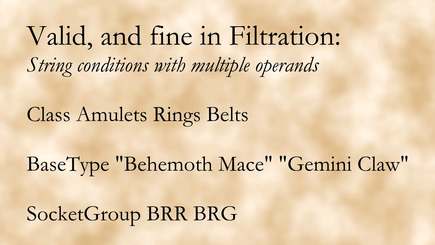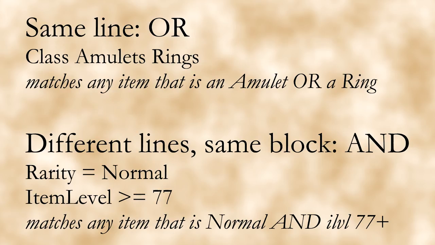This is most useful for class and base type. If you just want jewelry, you can write class, amulets, rings, belts on the same line in a single block, instead of creating separate blocks for each, and Filtration handles this just fine. Note that conditions with multiple operands on the same line are treated as OR. Rarity equals magic rare will match any item that is magic or rare. Class amulets rings will match any item which is either an amulet or a ring.